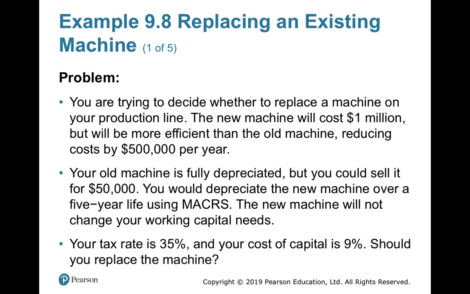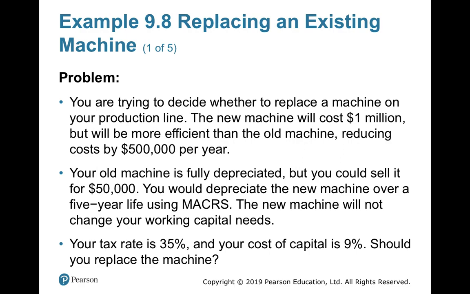You would depreciate the new machine over a 5-year life. See, you will spend 1 million, you have a 5-year life for this new machine, so you can depreciate over 5 years. The new machine will not change your working capital needs. That means the machine is so efficient, it doesn't need any new working capital. The existing working capital will operate. And it can save 500,000 per year in cost.